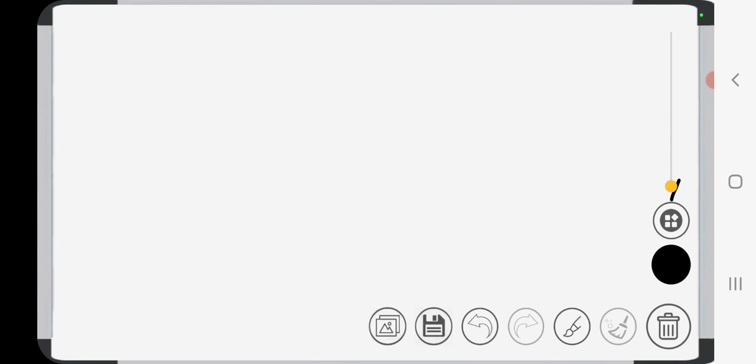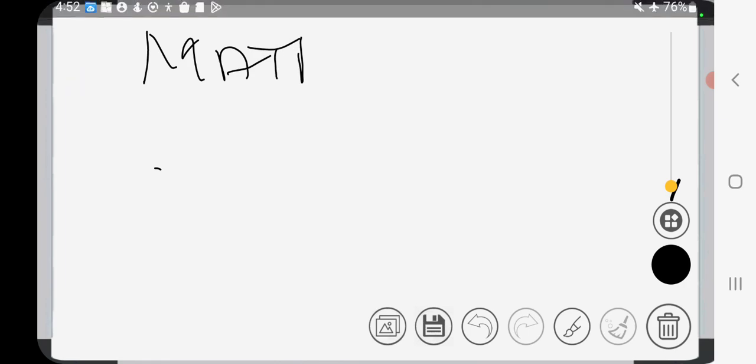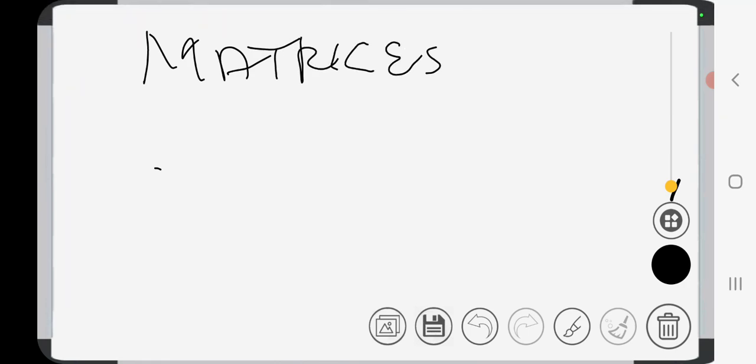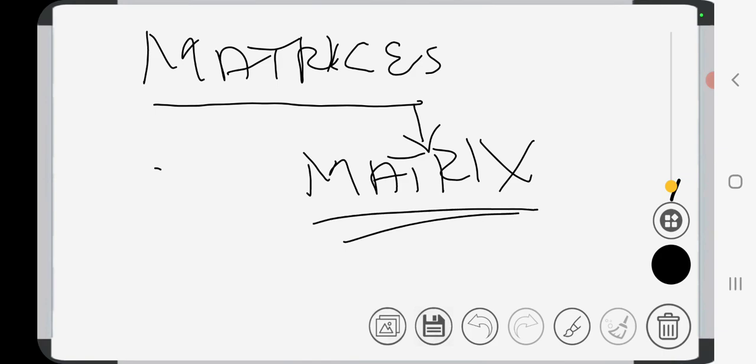Today, we are taking a topic in mathematics, and that topic is called matrices. This is the plural form of matrices. So the singular form of it is called matrix.